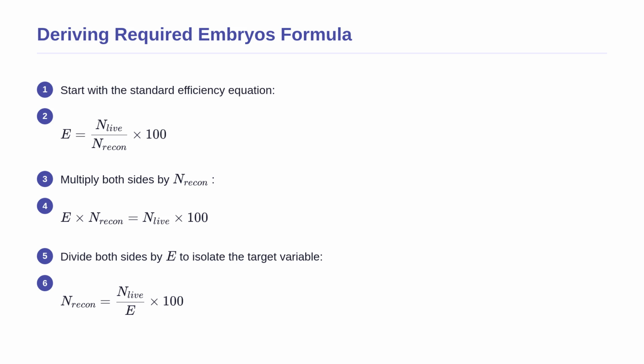First, we start with our standard efficiency equation. Next, we multiply both sides by N recon to get it out of the denominator. Finally, we divide both sides by E. This isolates N recon on the left side, giving us a new, derived formula that allows us to predict the exact number of laboratory attempts required to guarantee a specific outcome.